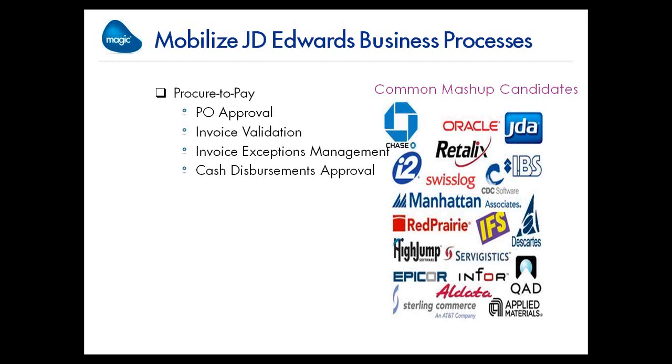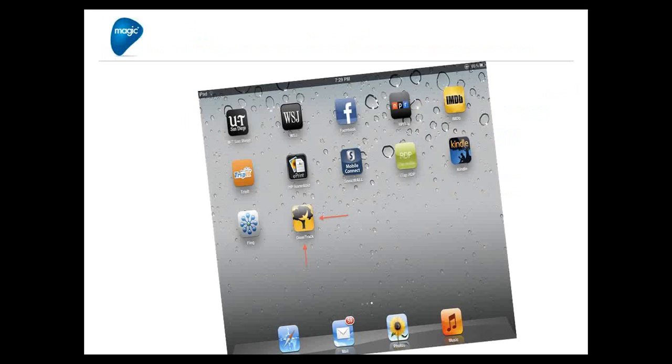Those mashup candidates in the case of procure to pay are really all over the map, just all kinds of systems that we might be talking about. We interface to them in terms of supply chain, logistics, distribution, and cash management sorts of areas.